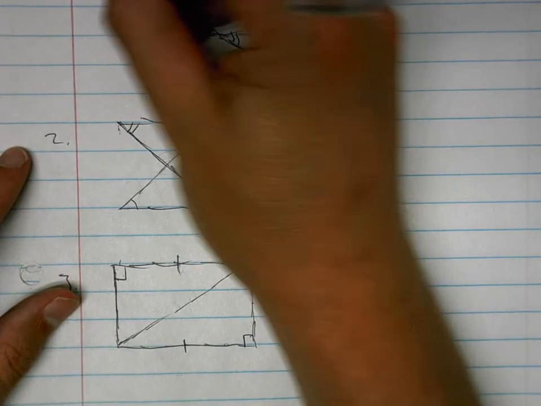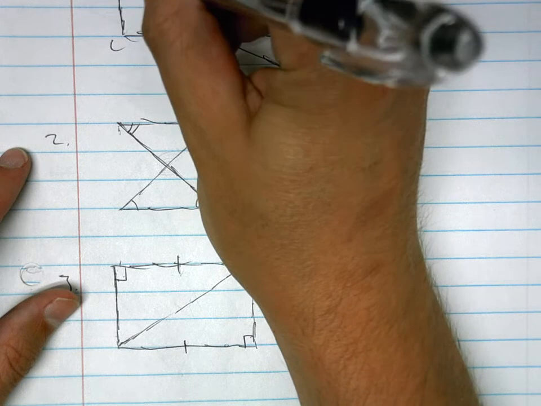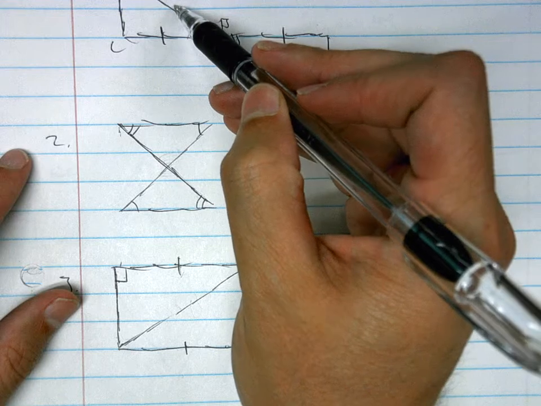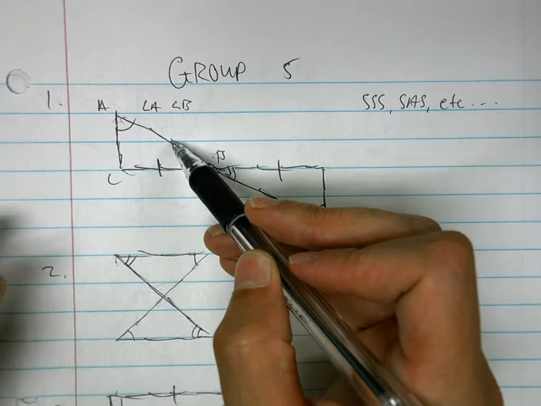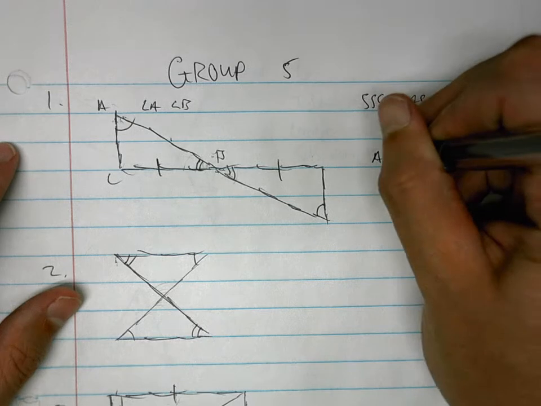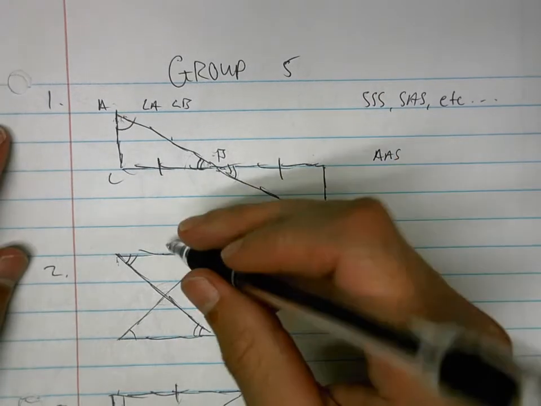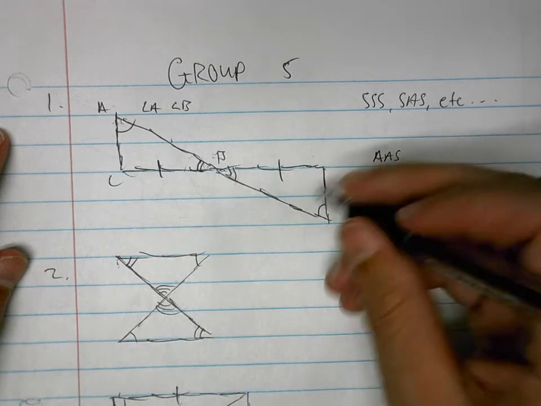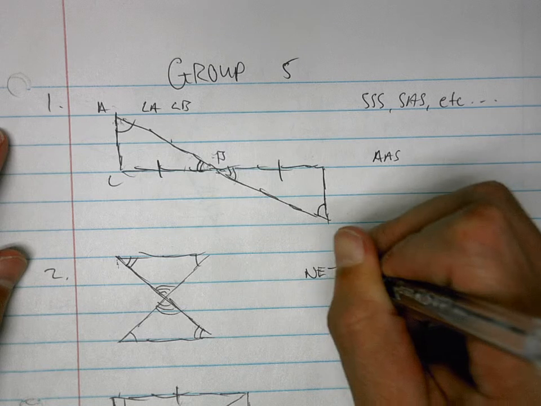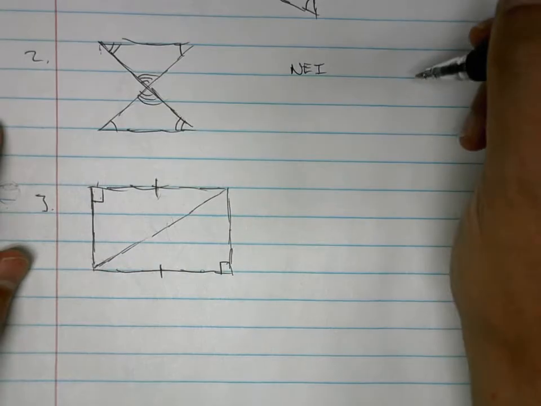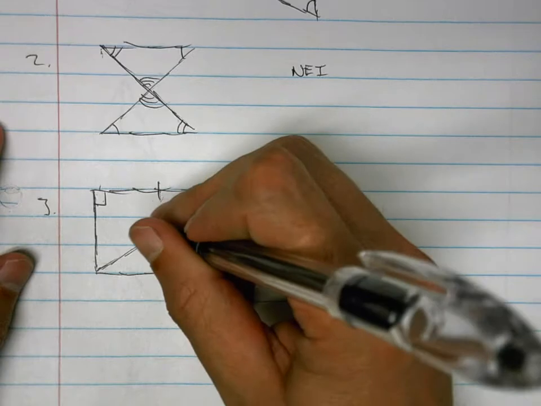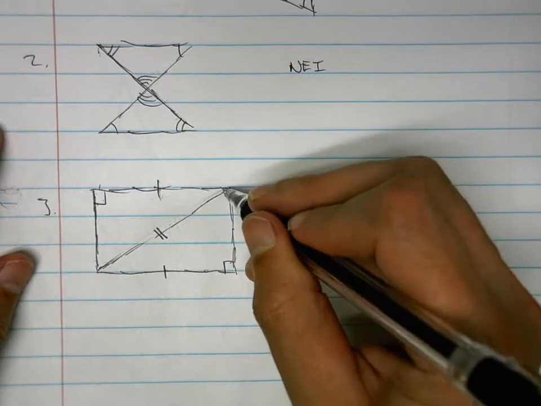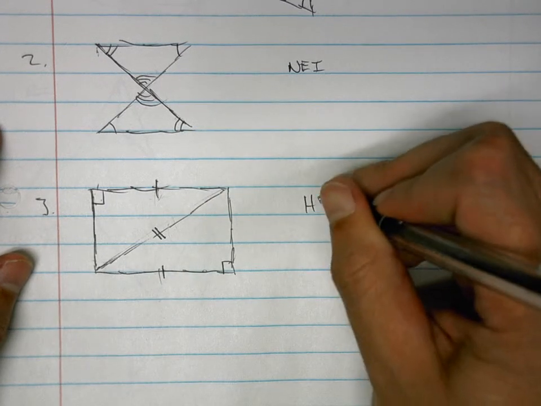So if we label this A, B, C, angle A is marked, angle B is marked, but side length AB is not marked. Therefore this is not an included side. Therefore this would be AAS. For 2, those are congruent, but we don't have any sides, so this one's not enough info. For number 3, the right angles are a giveaway. This is congruent by the reflexive property, and since this is a right triangle, the hypotenuse is marked, a leg is marked. This is hypotenuse leg.